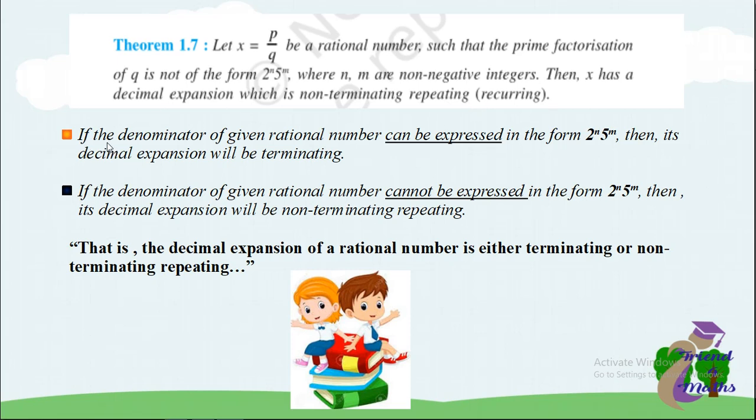The points are: if the denominator of a given rational number can be expressed in the form 2 raised to n into 5 raised to m, then its decimal expansion will be terminating. And if the denominator of a given rational number cannot be expressed in the form 2 raised to n into 5 raised to m, then its decimal expansion will be non-terminating and repeating. That is, the decimal expansion of a rational number is either terminating or non-terminating repeating.